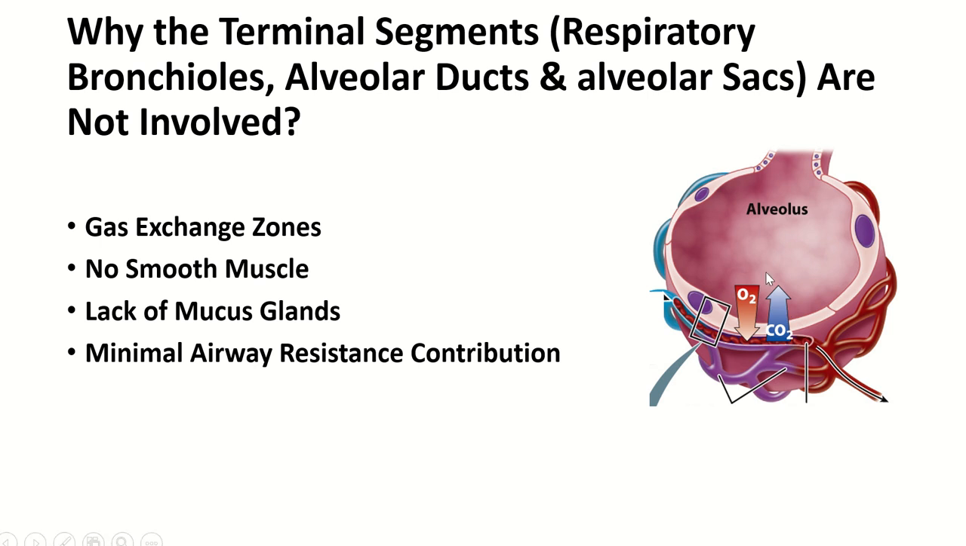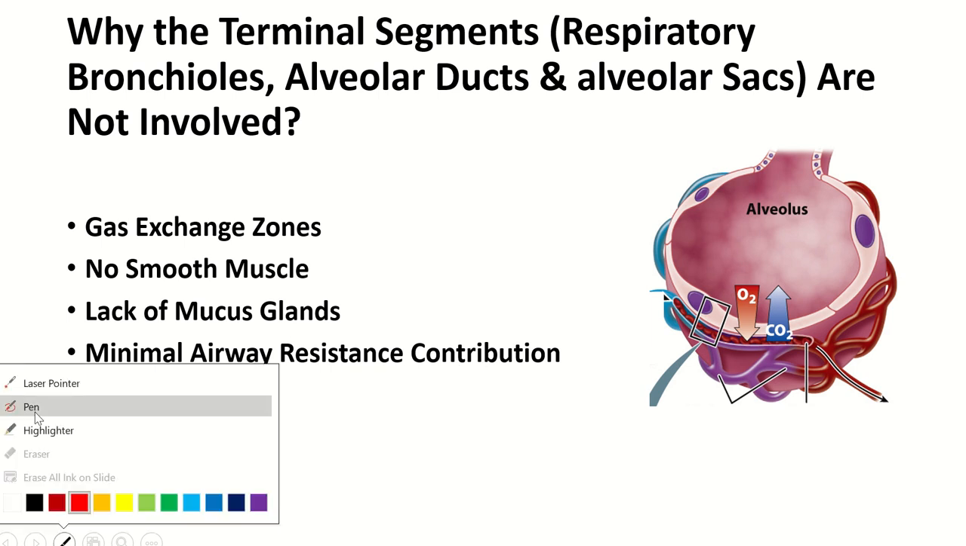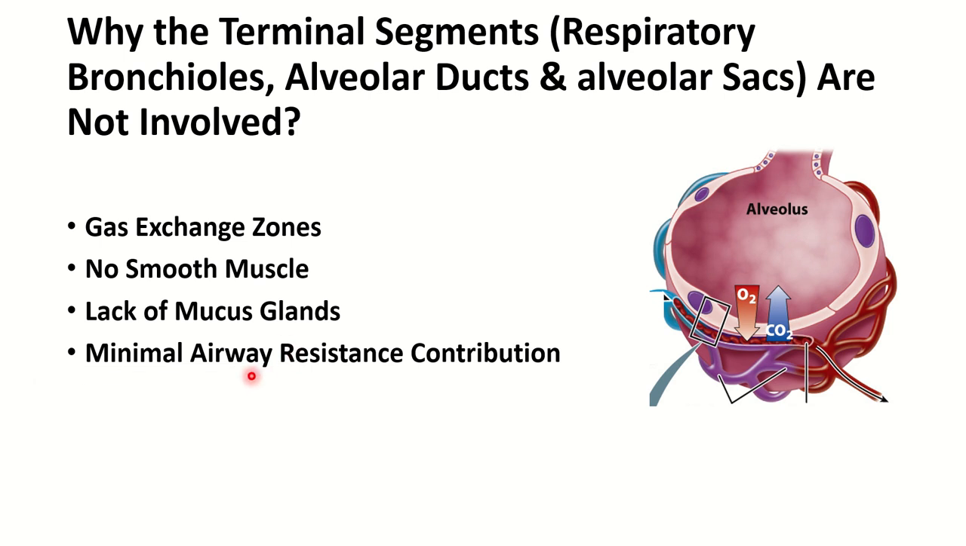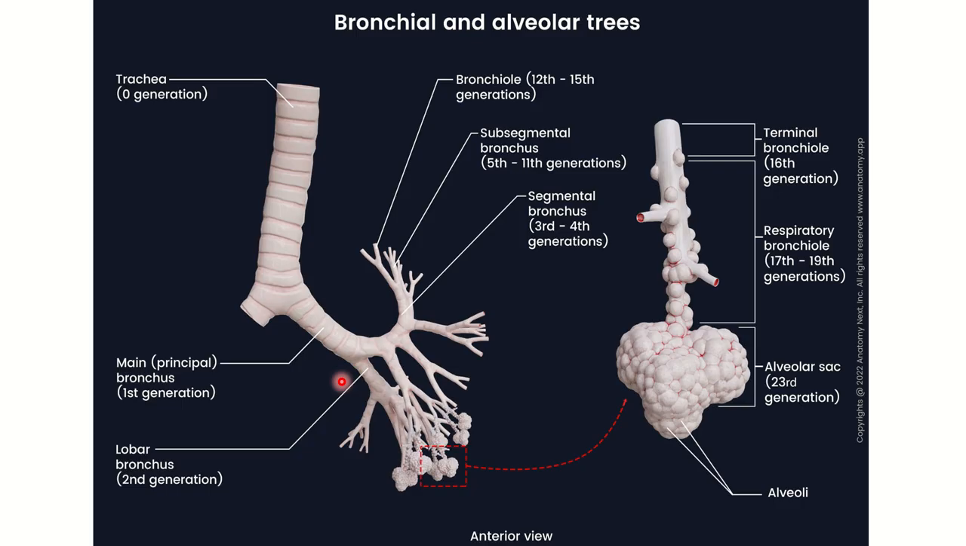And also remember, there is a lack of mucus glands. One of the important characteristic features of bronchial asthma is bronchoconstriction. The other one is mucus production. There is excessive mucus production. Since this gas exchange zone doesn't have any mucus glands, there is no production of mucus, and there is a minimal airway resistance contribution. That is because, remember, the surface area is very big. That's why there's a minimal airway resistance in these gas exchange zones.